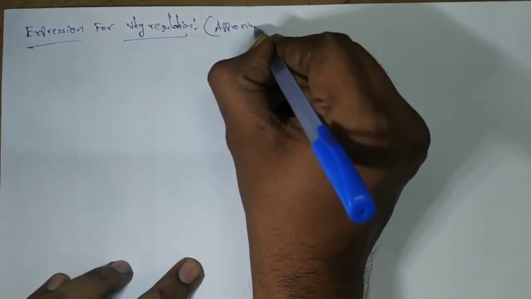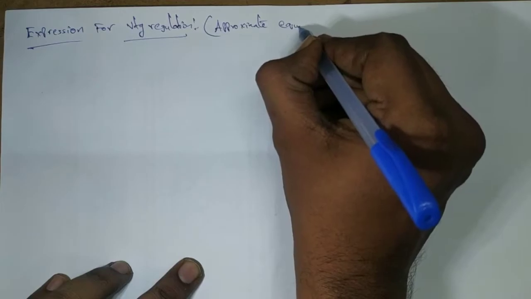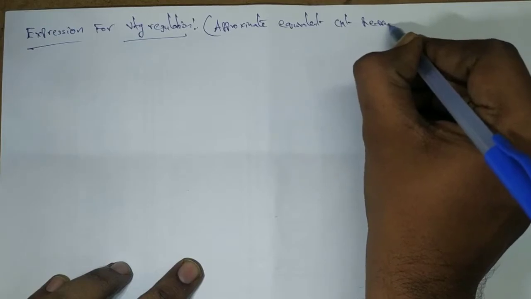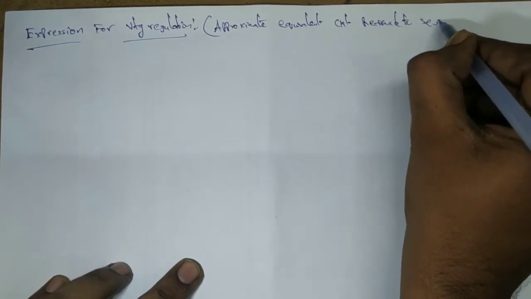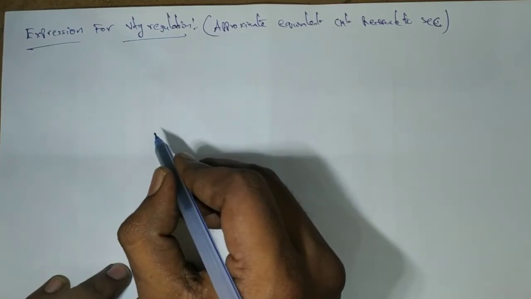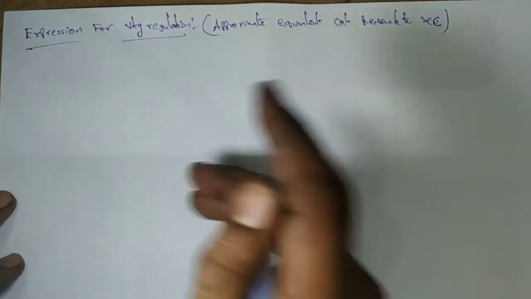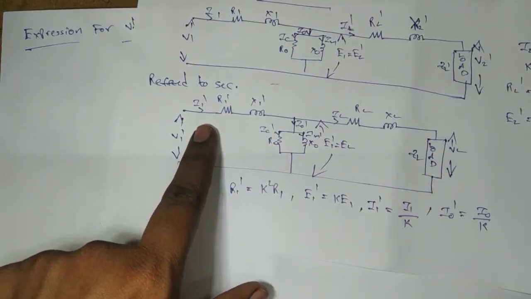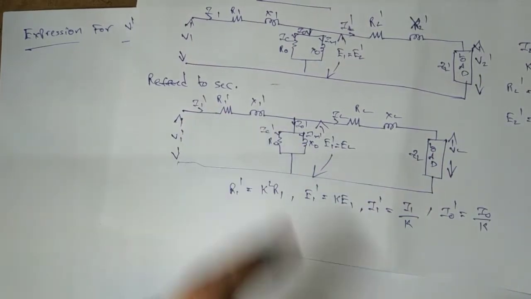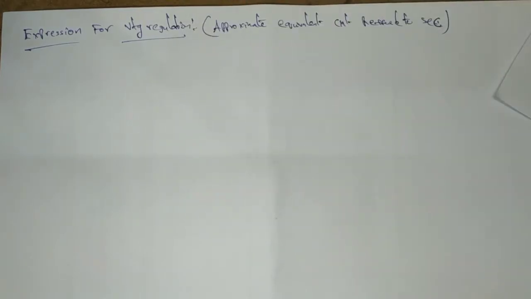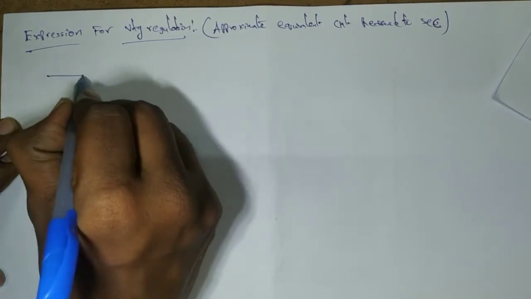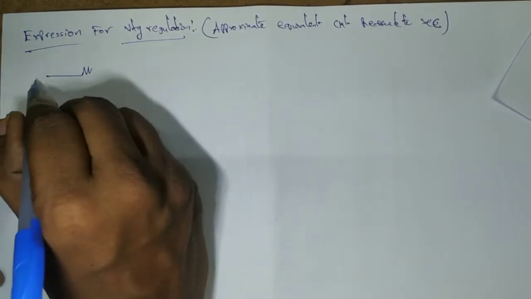Expression for voltage regulation, also known as the approximate equivalent circuit referred to secondary, because this derivation is derived from the approximate circuit referred to the secondary. Just now we have drawn the equivalent circuit when referred to secondary. Approximate means we have to shift this no load current I0 dash to the left side. That means the R1 dash, X1 dash branch is moved to the right side. So it is the same circuit, but I0 dash is shifted to the left hand side and the diagram is redrawn.